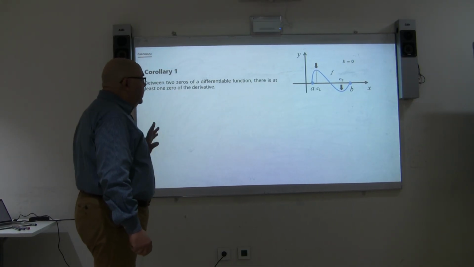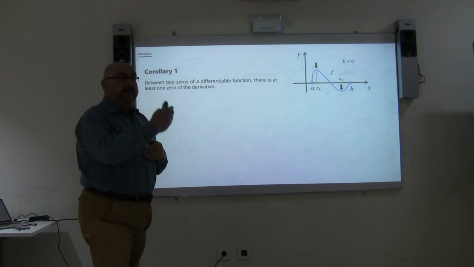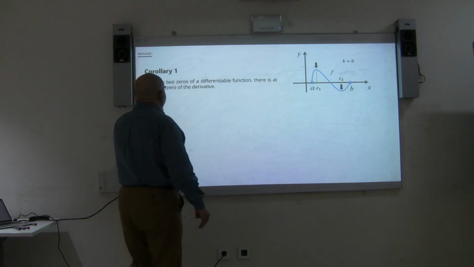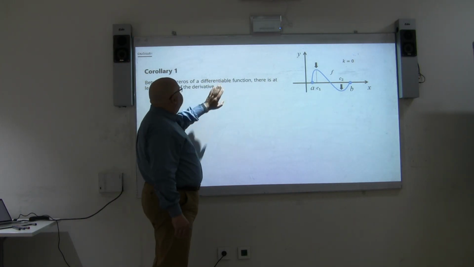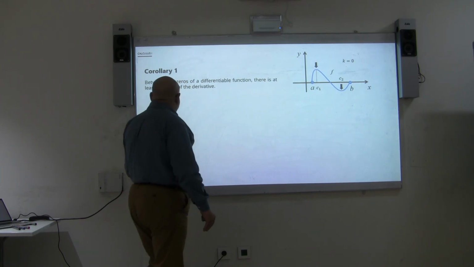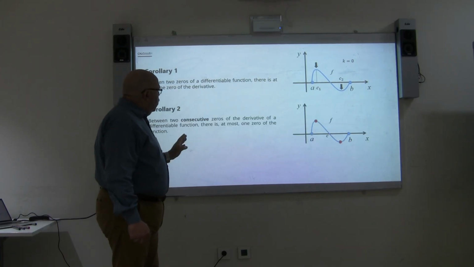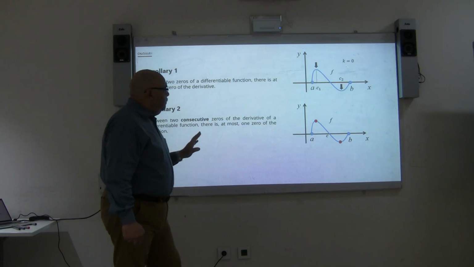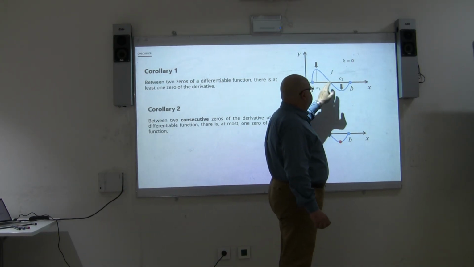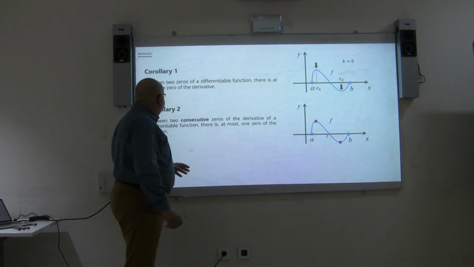The corollary, it has 2 corollaries, will help us down the road in searching for optimality, as I told you. The first of them is: between 2 zeros of a differentiable function, there is at least 1 zero of the derivative. So if I have 2 zeros of the differentiable function, there is at least 1 zero of the derivative between both of them. The function is changing from positive to negative or vice versa, so you will have a point at which there is a zero for its derivative.